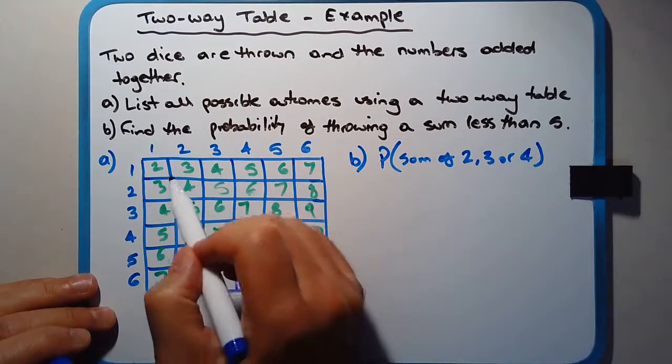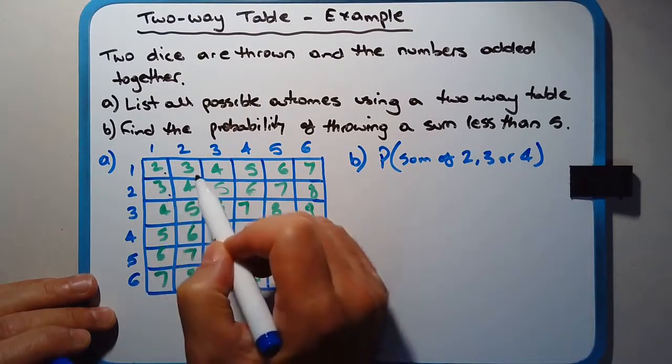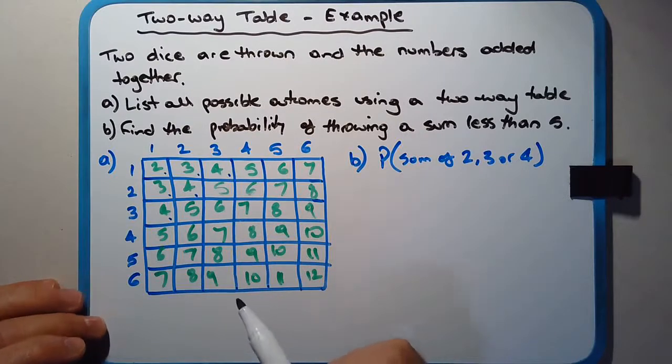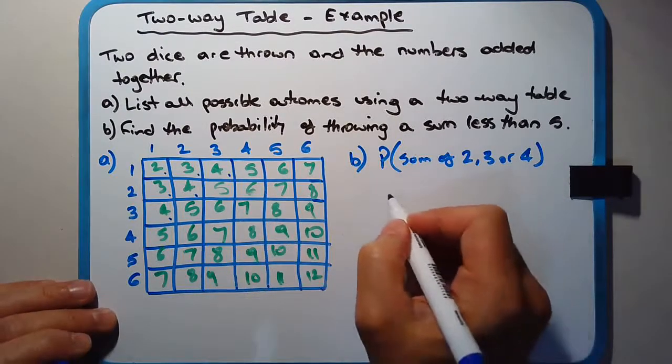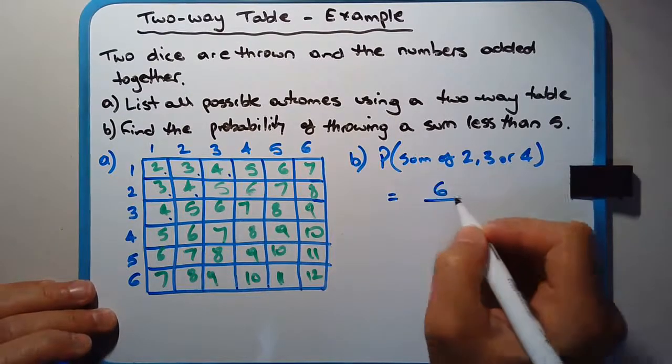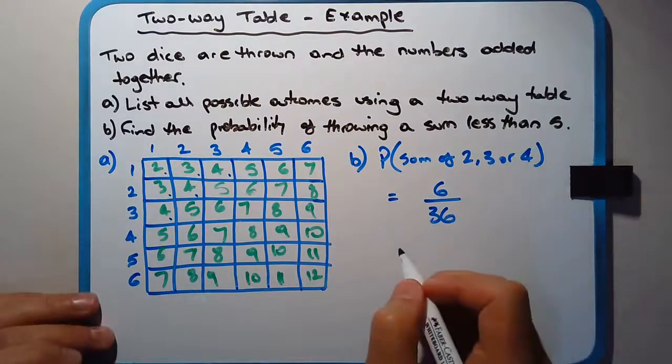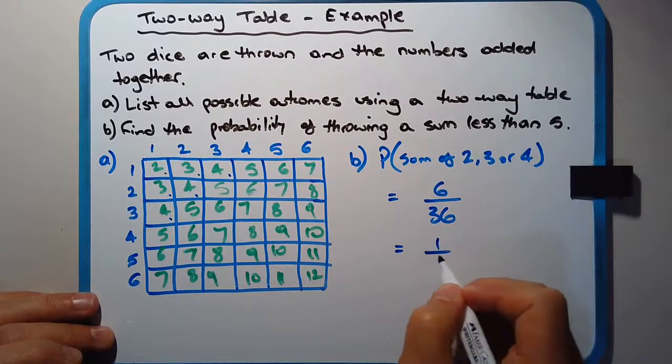So how many of those do we have? We've got 1, 2, 3, 4, 5, 6. And all the rest are bigger, so that's equal to 6 over 36, and we can simplify that fraction, which is just 1 on 6.